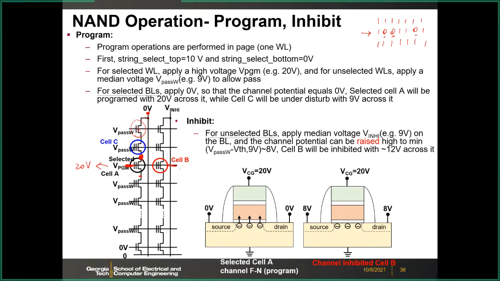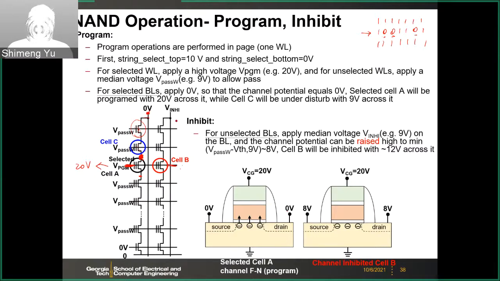Because other cells here may be erased. Those cells may have the high threshold voltage. For example, if this cell has 5 volts threshold voltage, then the V pass W needs to be larger than this 5 volts. Otherwise, this transistor is in the cutoff. Then this 0 voltage will not be passed to the selected cell. So we have to apply some medium voltage to this V pass W. For example, in this case, we apply 9 volts as the V pass W, this V pass right.